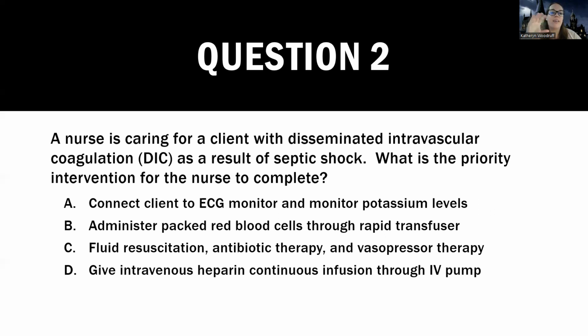The heparin and the PRBCs are just band-aids for a bigger problem. I will not stop using up my clotting factors and bleeding out until I fix the problem that led to the DIC, which is the septic shock. So the best answer here, even though I know you're probably sitting there saying, damn, I don't like this question, is C: I'm going to treat the sepsis by fluid resuscitation, antibiotics, and vasopressors.